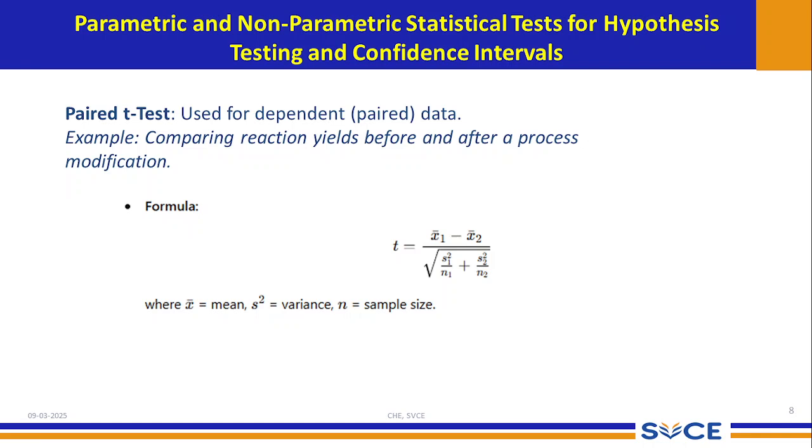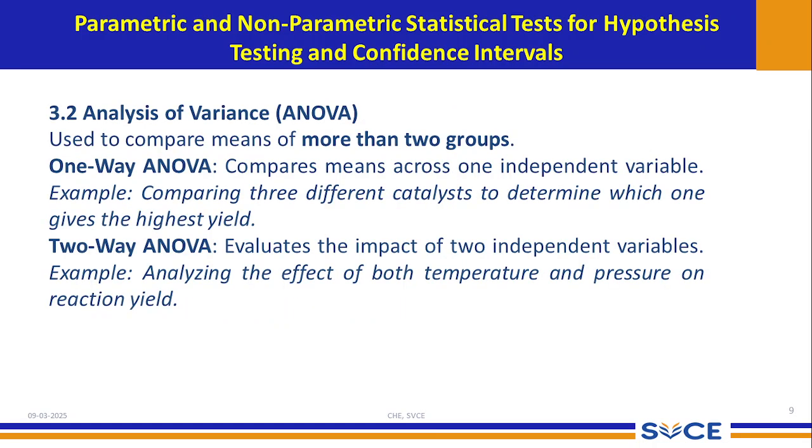The formula has been given here: t is equal to x1 bar minus x2 bar, where x bar is the mean, point number 1 and point number 2, before and after, divided by the square root of the variance divided by the sample size, s1 square divided by n1 plus s2 square divided by n2, which is in the denominator under the square root.